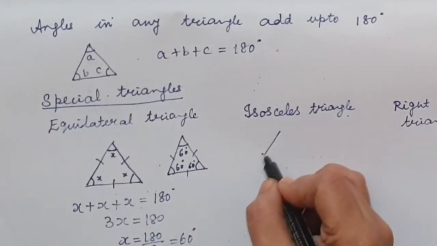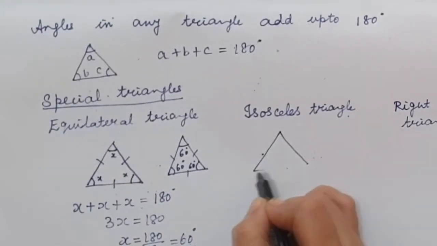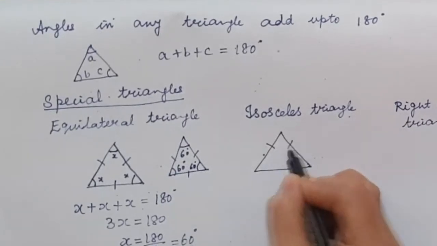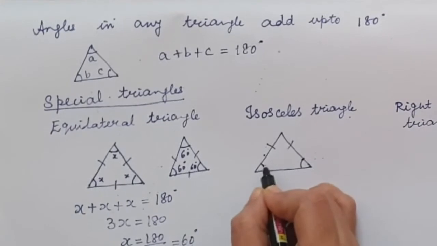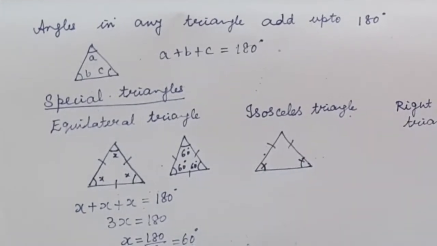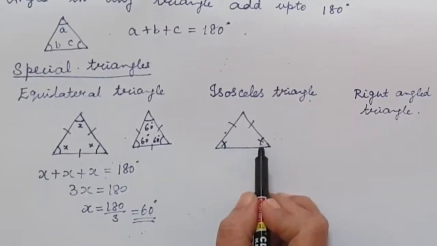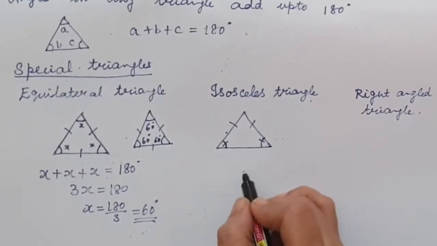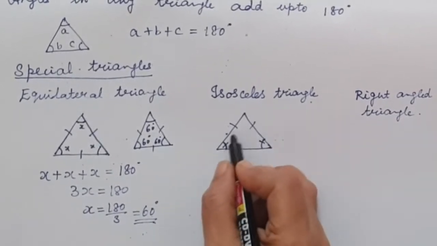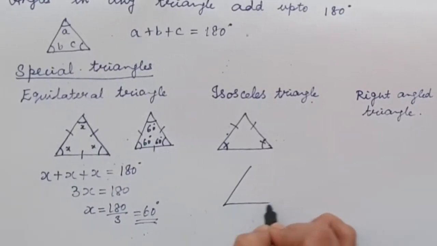Now the next thing is an isosceles triangle. In an isosceles triangle, only two sides are equal. So when two sides are equal, the angles opposite to the equal sides will also be equal. So two interior angles will be equal in an isosceles triangle. In whichever direction it can be, it is not that only this way. Any way the triangle can be.